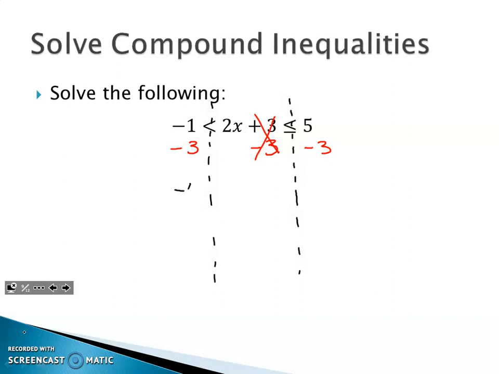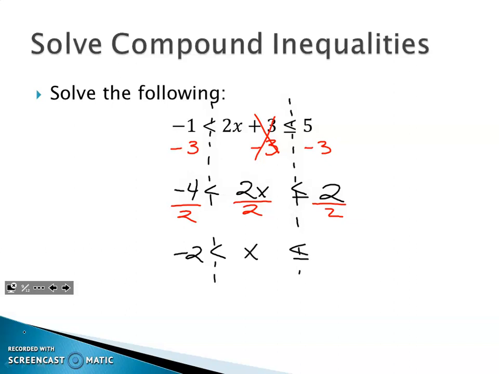So now I've got -4 less than 2x less than or equal to 2. And then the last thing I need to do to get x by itself is divide by 2. When I divide everything by 2, I get -2 less than x less than or equal to 1. So -2 less than x less than or equal to 1.